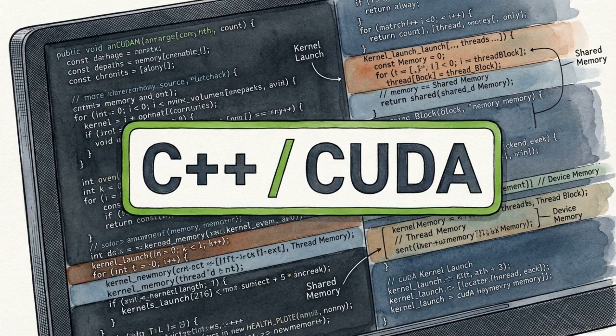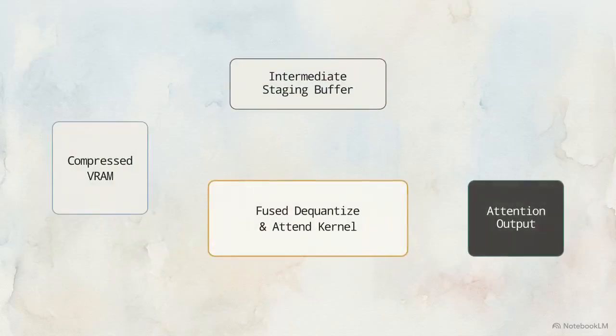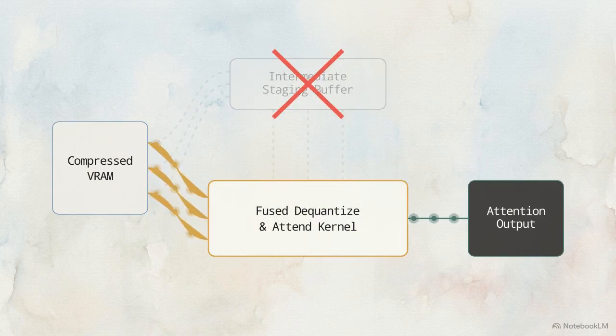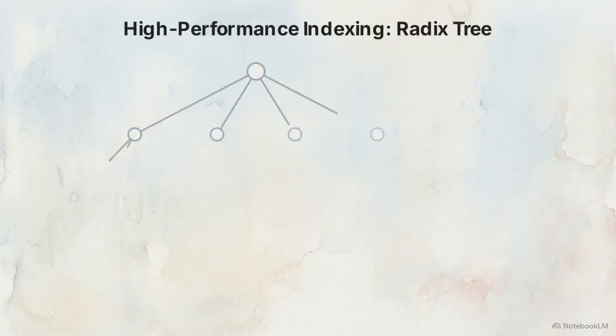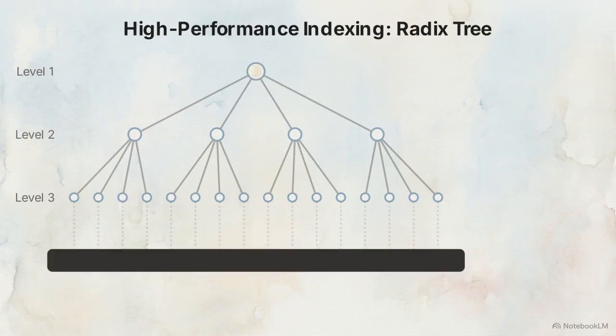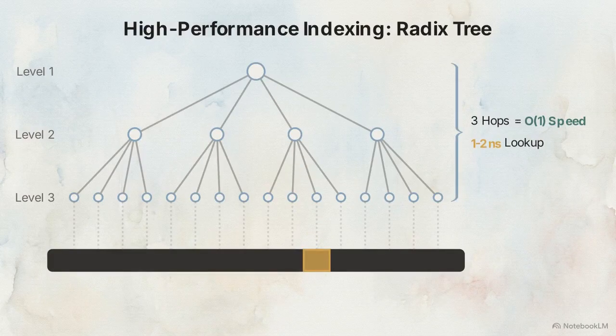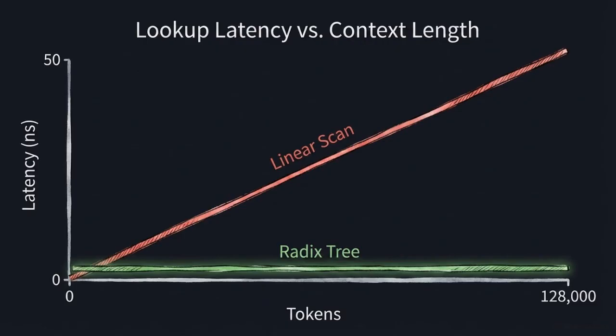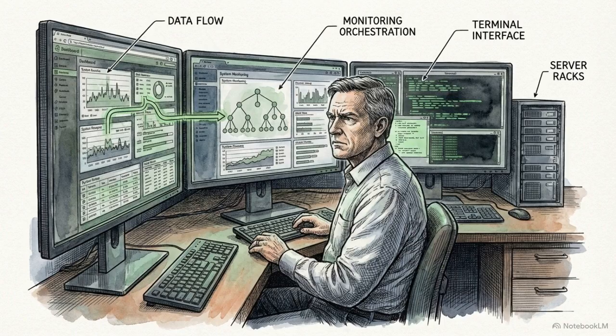The engine consists of 8,114 lines of C++ and CUDA code. It drives 3 custom kernels, including a fused dequantize and attend kernel that eliminates intermediate staging buffers. It utilizes a 3-level radix tree for position lookups, maintaining a speed of 1 to 2 nanoseconds, even as the context grows to 128,000 tokens. This radix tree provides a constant lookup time, avoiding the linear scans and unbounded delays found in many research implementations. Treating KV cache compression as a high-throughput systems engineering problem allows for the stability and speed required for production serving.